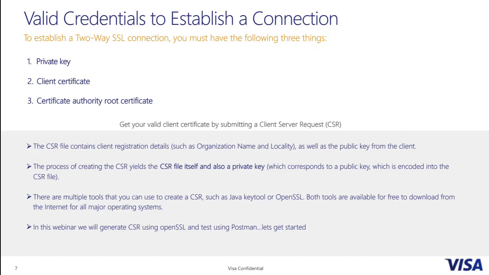And so for the client certificate, how do we create the client certificate? We'll need to create a certificate signing request, a CSR. The CSR file itself will contain registration details, such as your country, locality, your organization, email address, things like that. And then it will also contain the public key from the client as well. The process of creating the CSR itself will generate a private key and the CSR file as well.